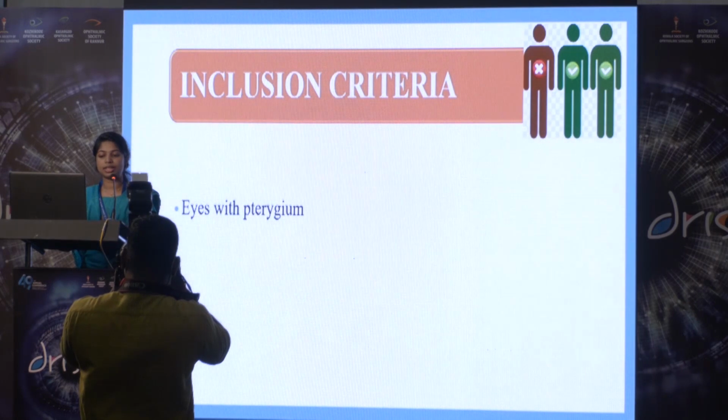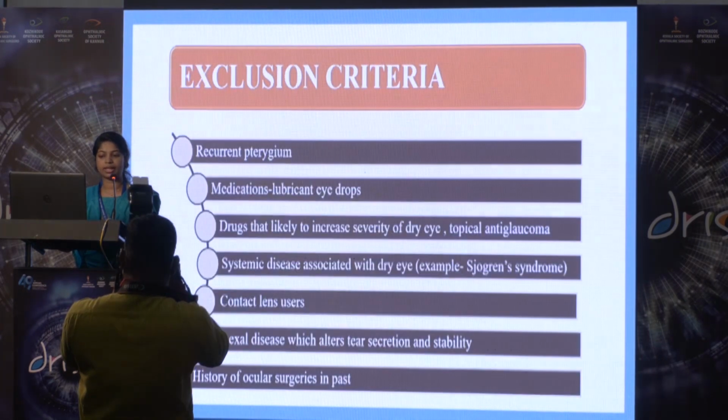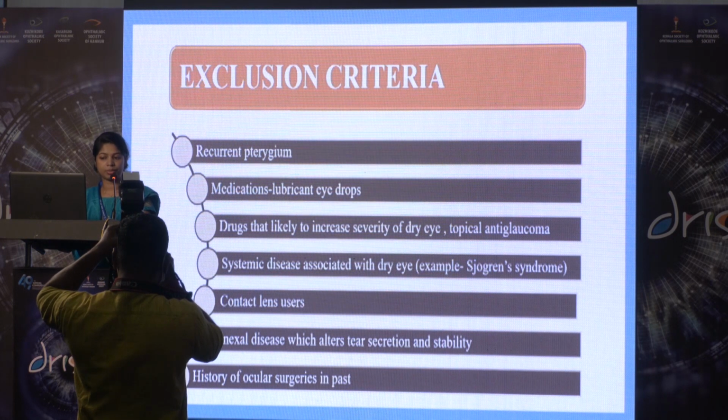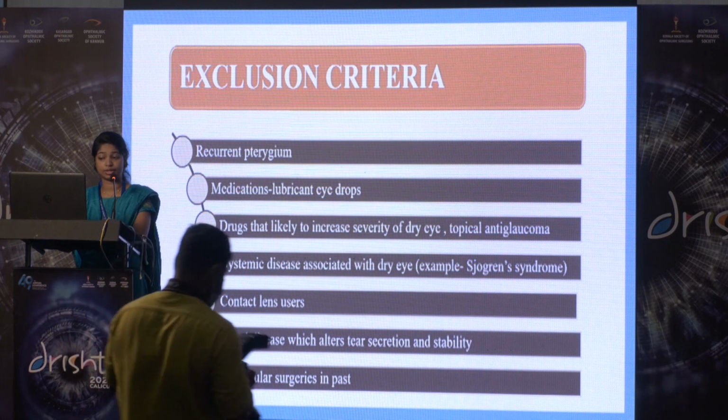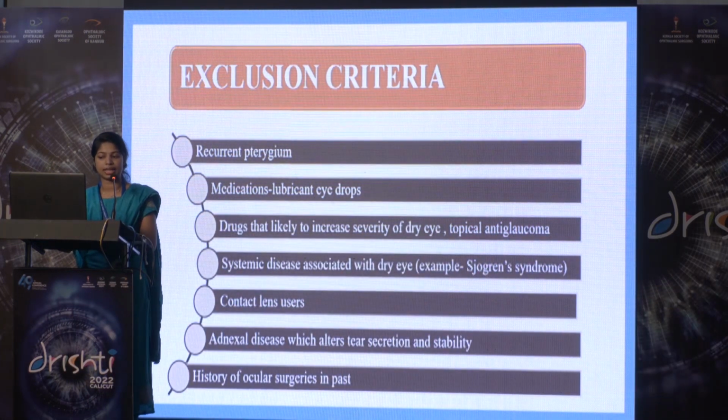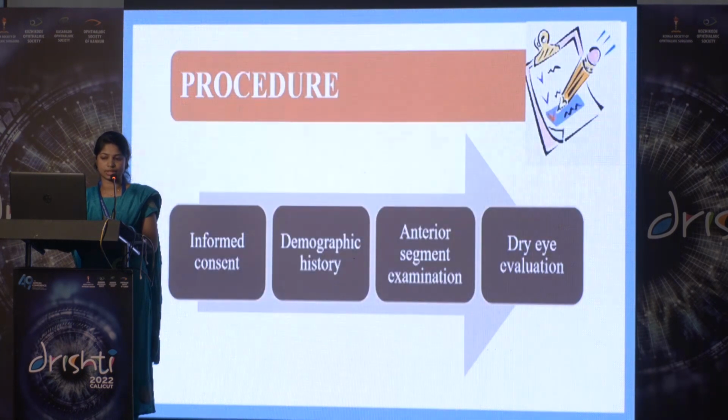The inclusion criteria was eyes with pterygium, and excluded were recurrent pterygium, usage of medications like lubricant eye drops, drugs likely to increase the severity of dry eye, and topical anti-glaucoma medications, systemic diseases associated with dry eye like Sjogren's syndrome, contact lens use, adnexal disease which alters the tear secretion and stability, and past history of ocular surgery.